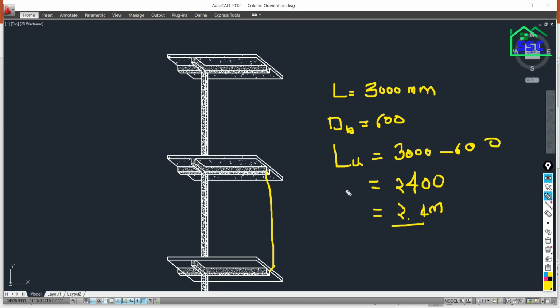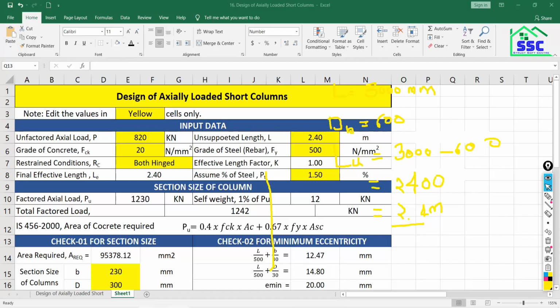So the unsupported length of the column is 2.4 meter for our proposed example. Okay, coming back, just put this value as 2.4.